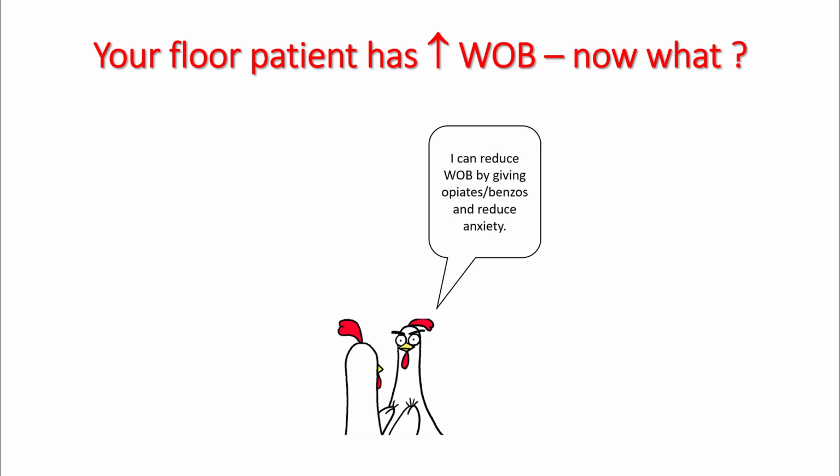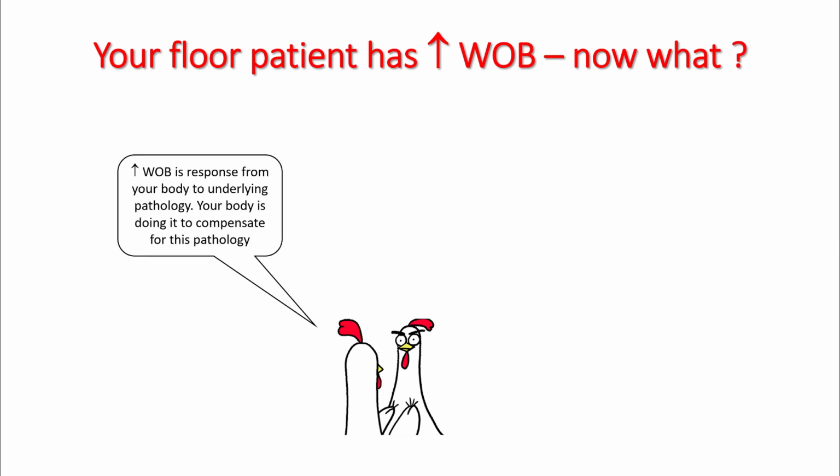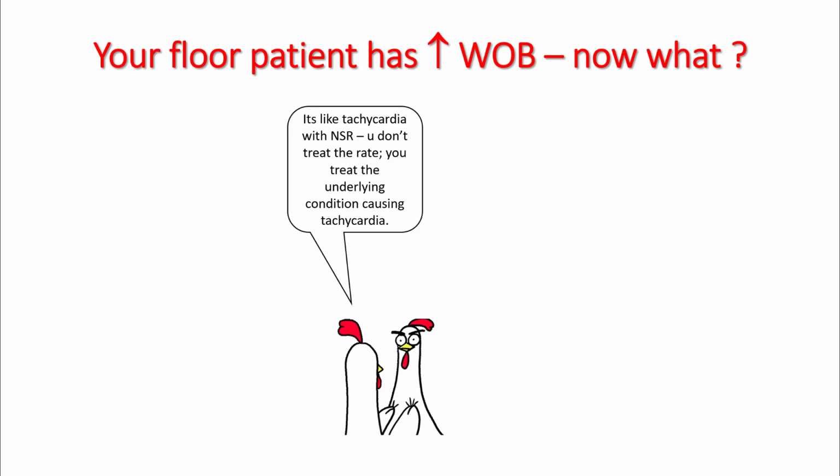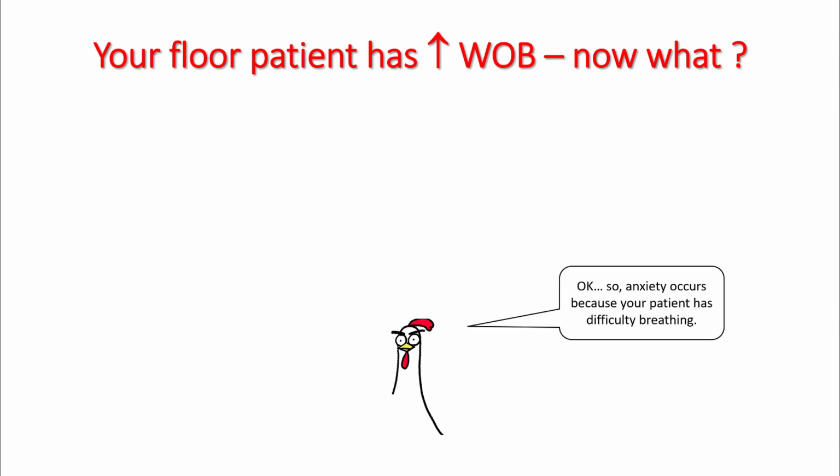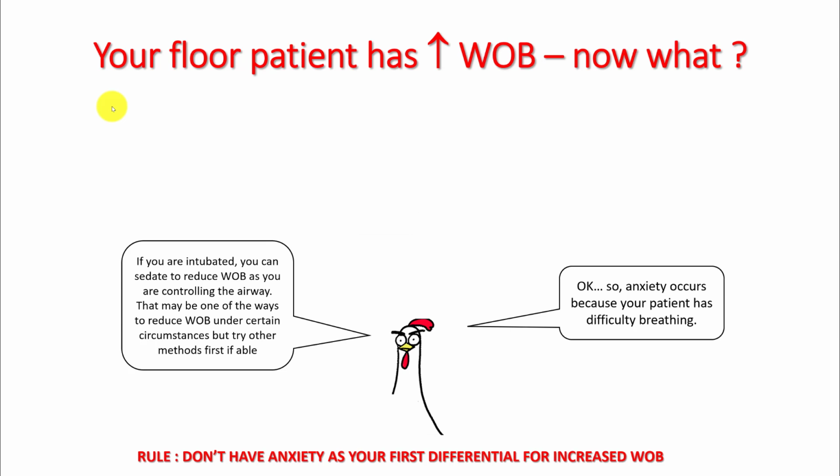One of the common mistakes a lot of medical personnel make is trying to reduce the work of breathing by giving them opiates and benzos, because these patients are seemingly very anxious. But you have to understand that their work of breathing is a response to some underlying pathology, and your body is doing increased work of breathing to compensate for this pathology. So in a way, it is like a sinus tachycardia, where you don't treat the rate, you treat the underlying condition causing that tachycardia. So the anxiety occurs because your patient can't breathe.